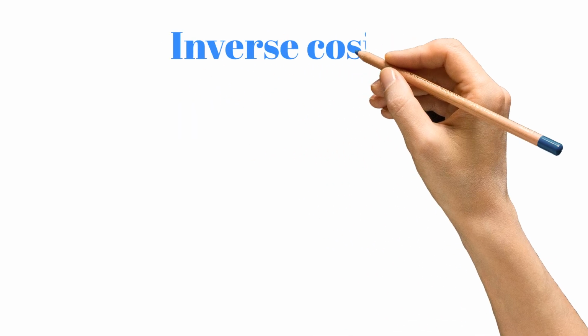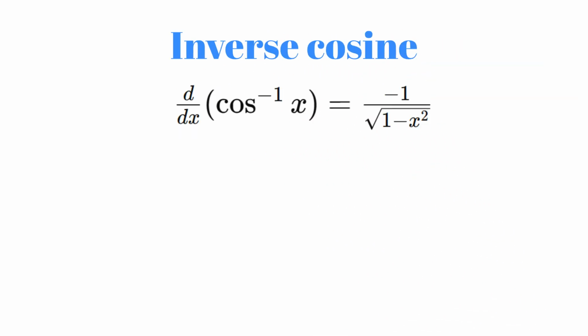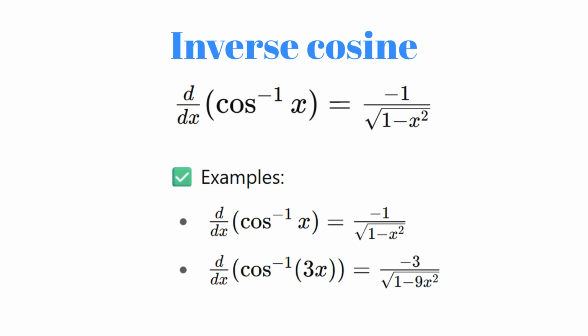Inverse cosine. The derivative of cosine inverse x is negative 1 over square root of 1 minus x squared. First example, the derivative of cosine inverse x is negative 1 over square root of 1 minus x squared. Second example, the derivative of cosine inverse of 3x is negative 3 divided by the square root of 1 minus 9x squared.